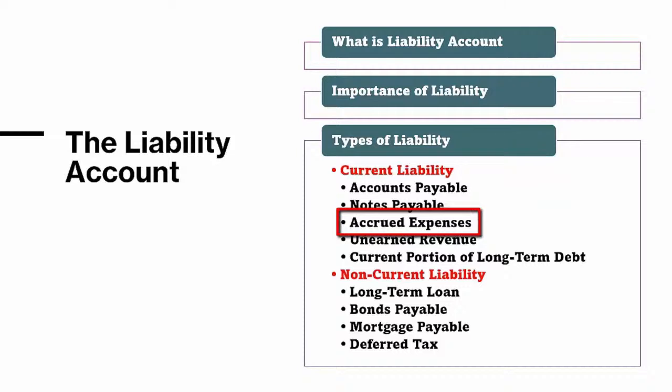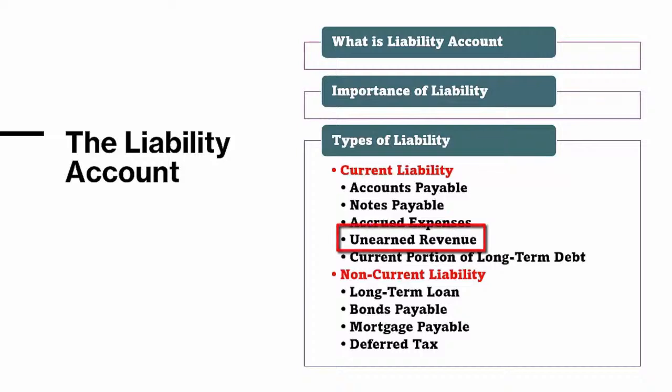Accrued expenses. Expenses that the business has incurred but hasn't paid yet, like wages or utilities. For instance, if employees have worked but their salaries are due next month, the business records this as an accrued expense.